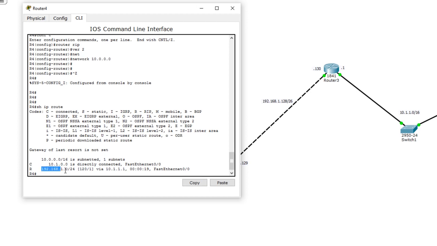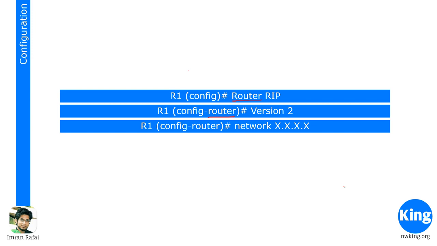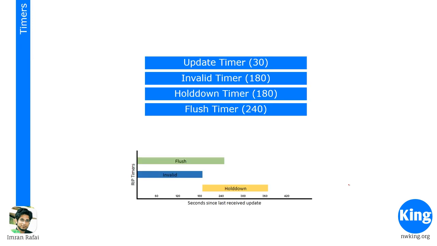There is a problem here. If you see, it says 192.168.1.0/24. We'll come back to it. It is an auto summarization problem. I will tell you what that is. Right, so next let's look at the timers.